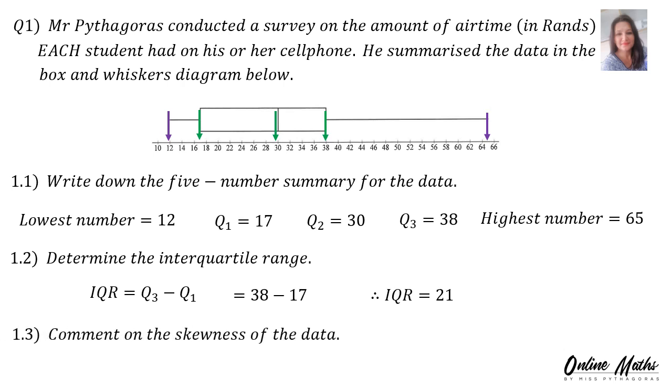Number 3. Comment on the skewness of the data. Now, remember there is a little formula that you can use, but in this case you don't have the mean, enough information. Therefore, you can just look at your box and whiskers diagram and say that the data is positively skewed to the right.